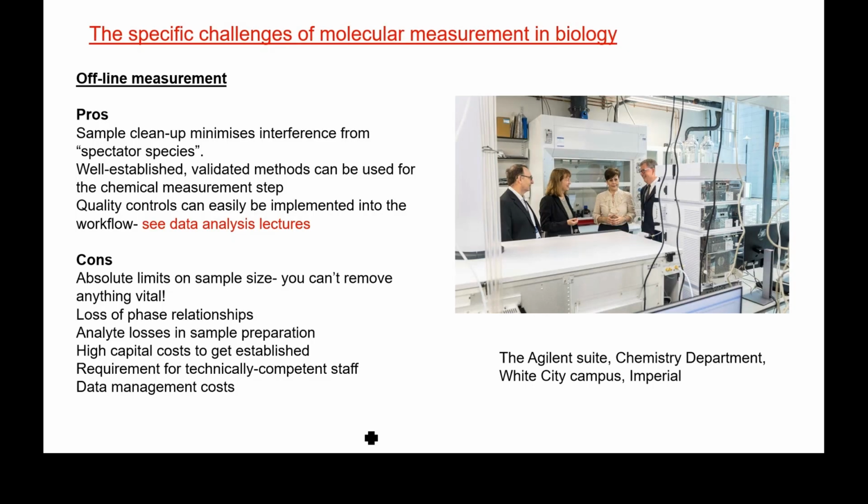This is a particular problem, for example, in taking blood from babies or newborn infants. You really can't get decent size samples from these patients. They're already ill. You don't want to drain them of blood and then say, well, we could have cured them if only we hadn't taken all that blood out of them. We're going to lose all our phase relationships, all our time varying data. We're going to get analyte losses in the sample prep, inevitably, because you can never gain analyte.